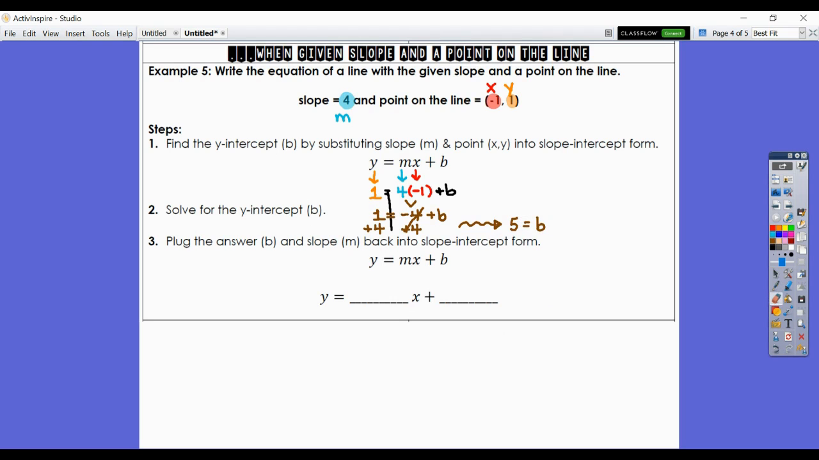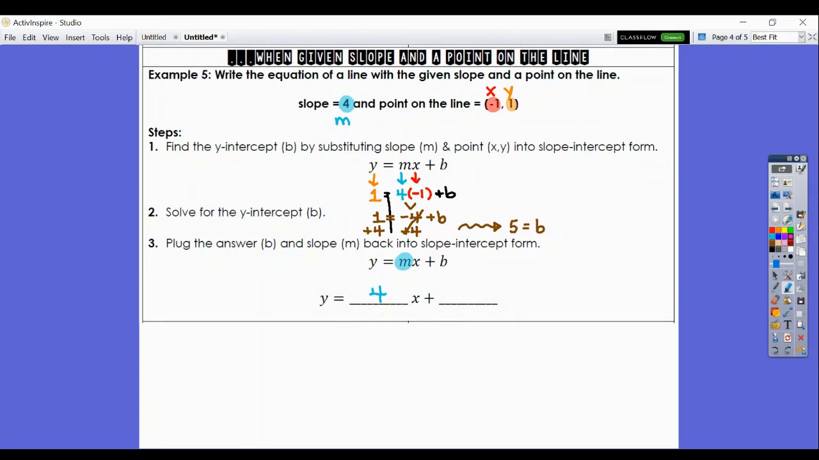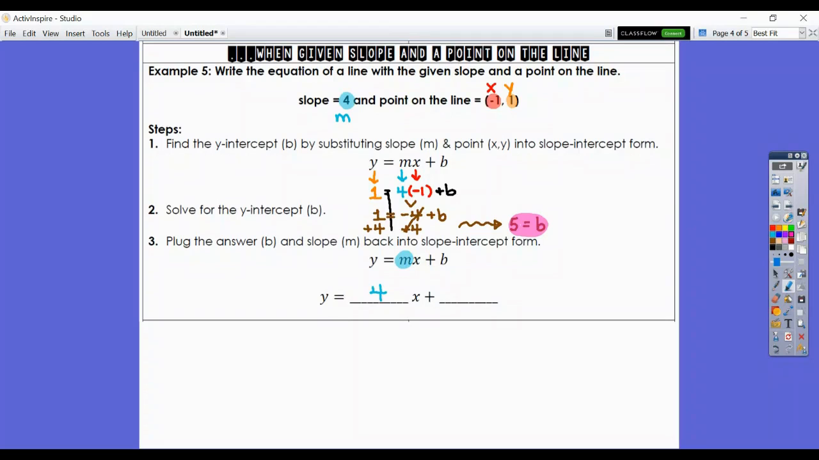Now that I have what b is equal to, I can write my final equation. Don't stop there. You have to write the final equation by plugging in the slope in front of x, so that would be a positive 4. And then after x being added or subtracted, in this case added, is a positive 5. Final equation is y equals 4x plus 5.